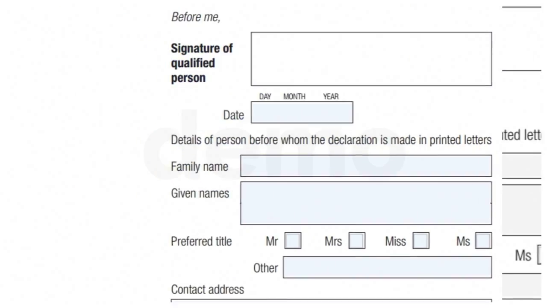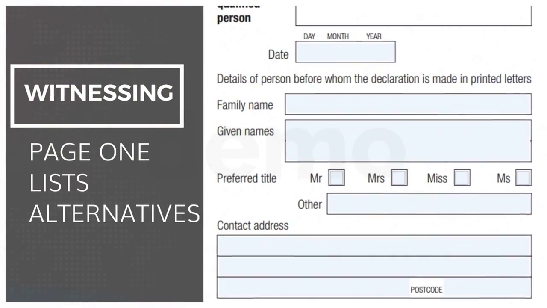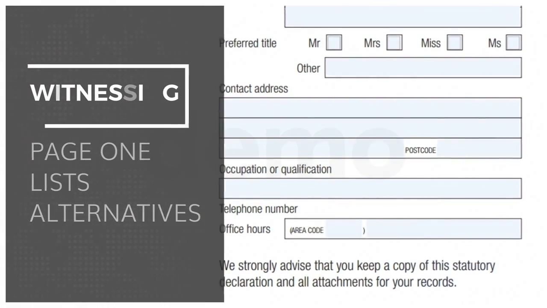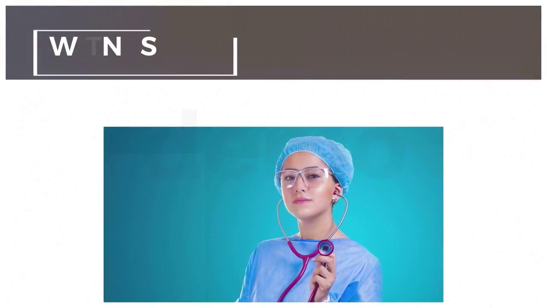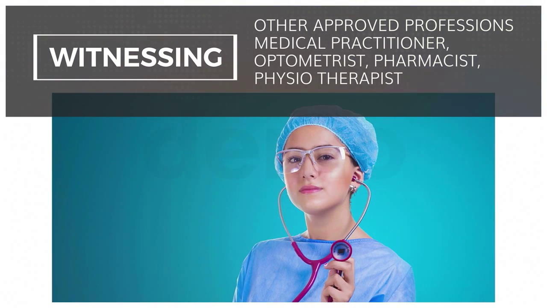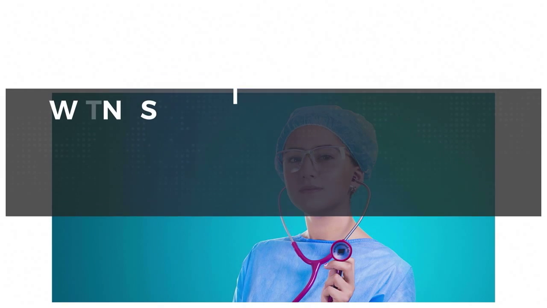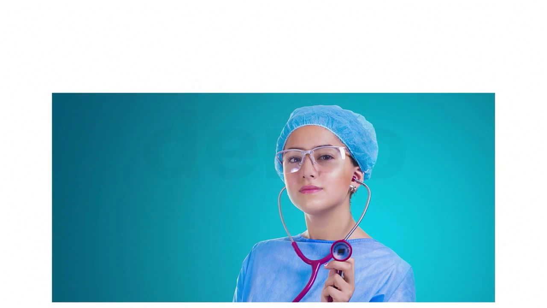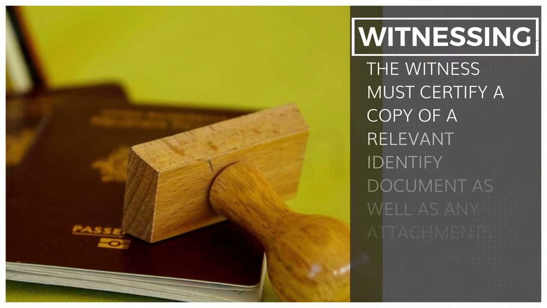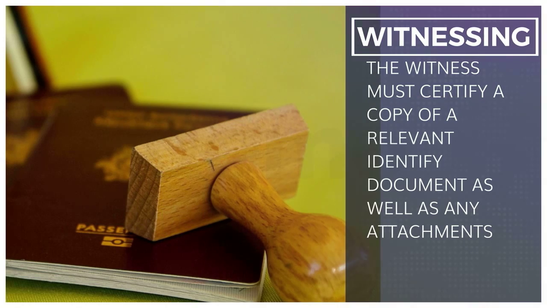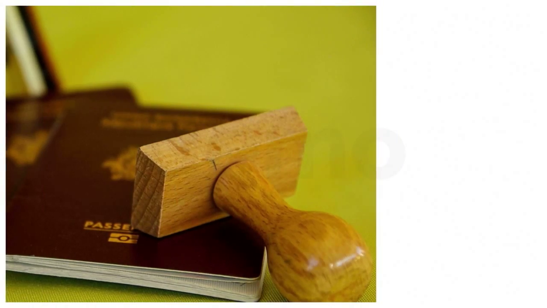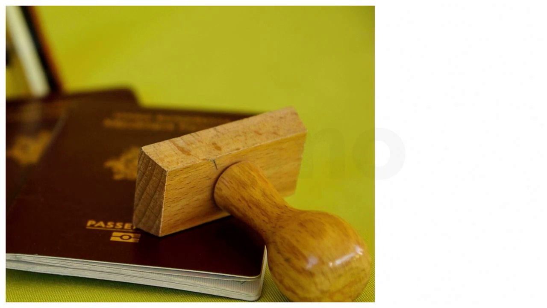However, you'll find on page 1 a list of prescribed persons who are able to certify or witness such DIPB Form 888s in lieu of a Justice of the Peace. Those include a medical practitioner, an optometrist, a pharmacist, or a physiotherapist, amongst a range of other persons. It's also important to note that the person who is witnessing your DIPB Form 888 will also need to certify a copy of a relevant identity document as well as any other attachments to that Form 888, which I'll explain to you in further detail in a moment.